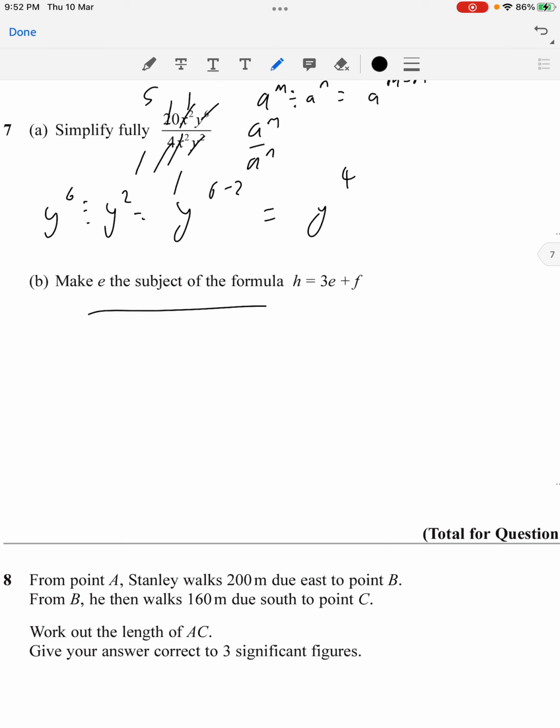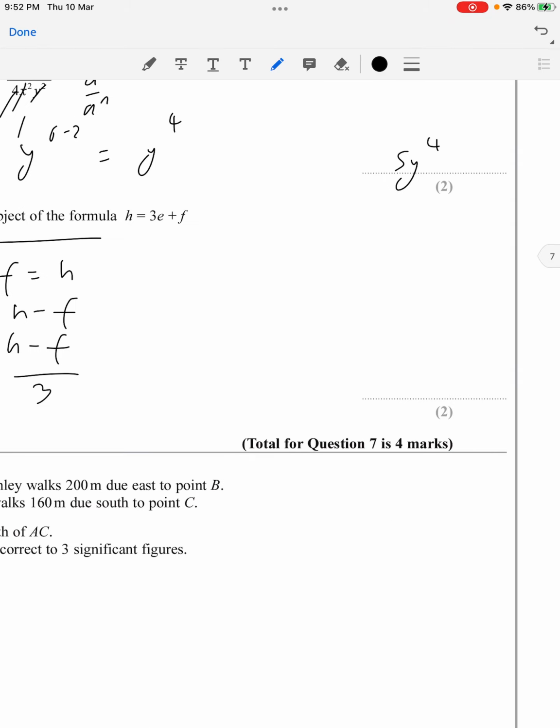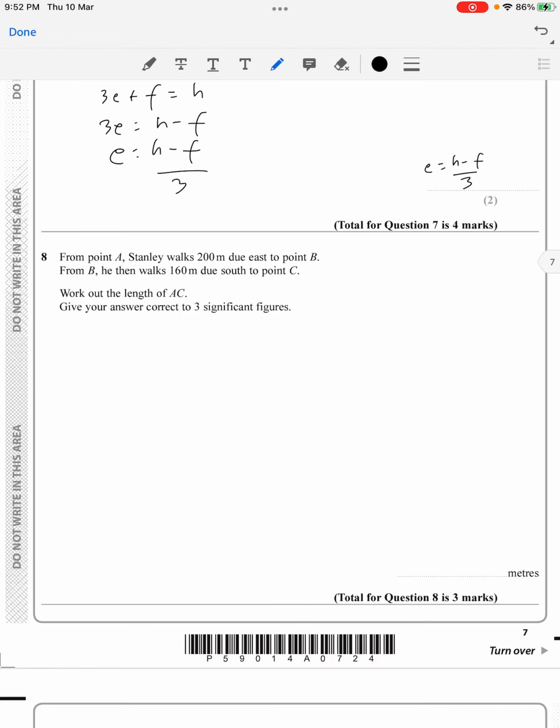Make e the subject of the formula. What I would like to do is to put everything to the left hand side and then solve it from there. So h minus f, e is equal to h minus f divided by 3, right? So there you go, e is equal to (h minus f) divided by 3. So there's your value. You can solve with basic substitution.